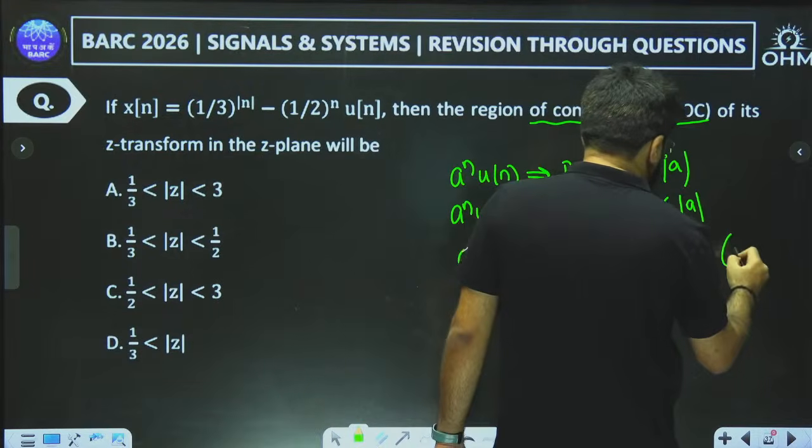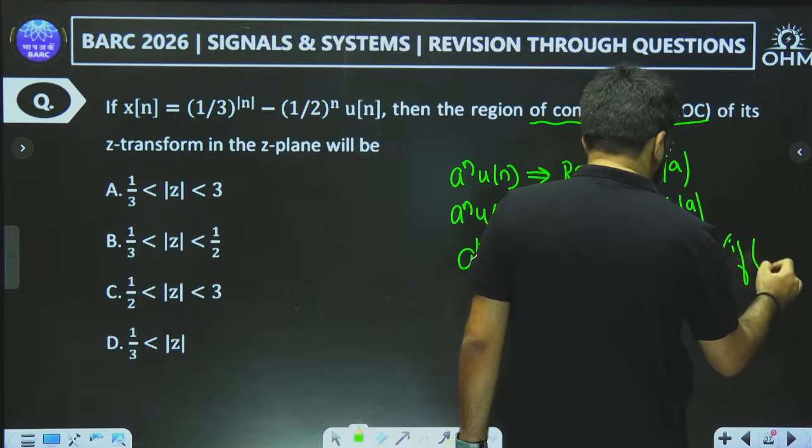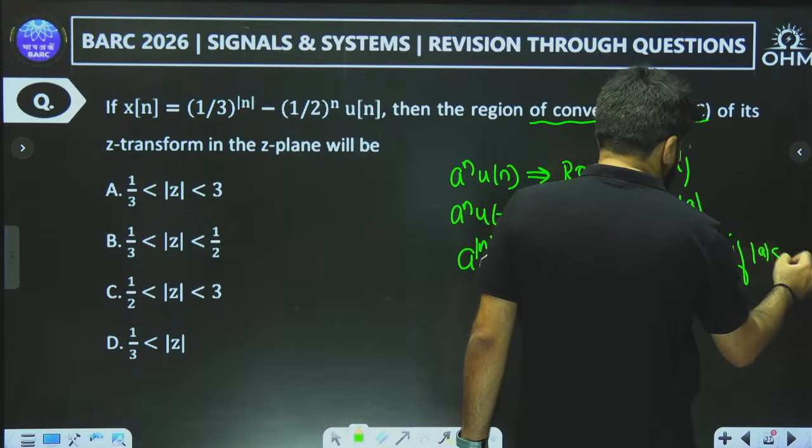But this ROC, the third case, is applicable only if mod A is less than 1, otherwise there is no ROC.